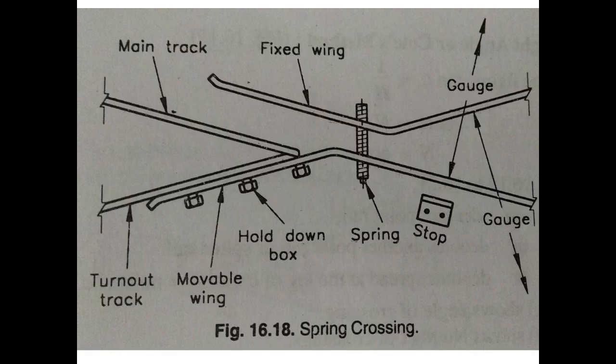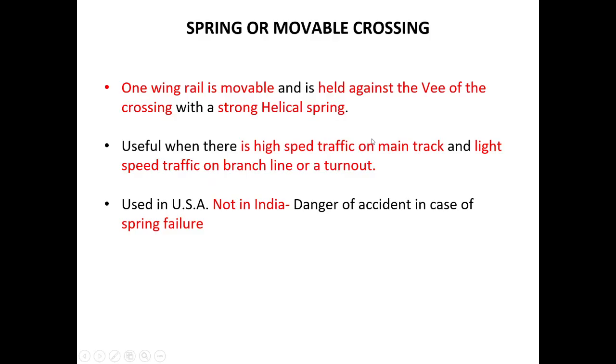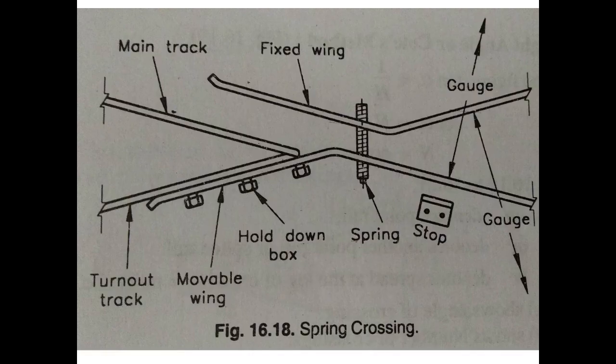Okay, see, the spring is used. This is the moving rail, and this is the V of the crossing. Okay, this is the spring and this is the diagram showing the spring crossing.